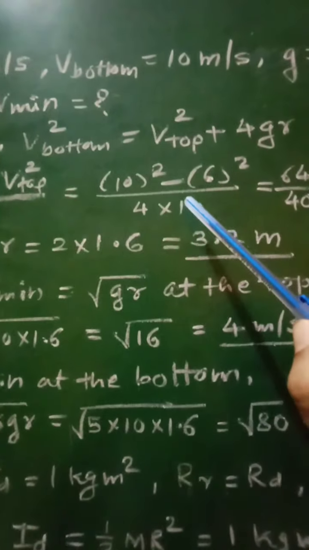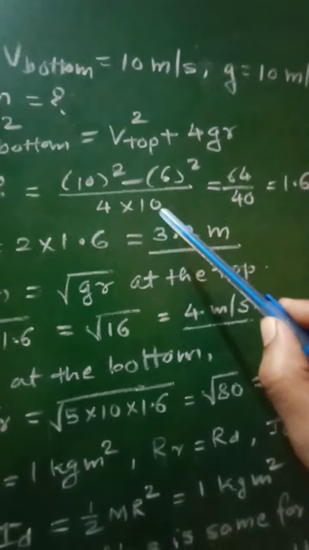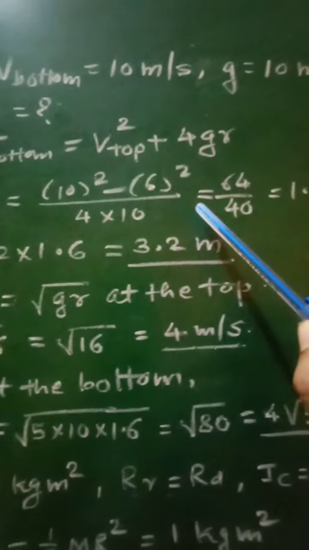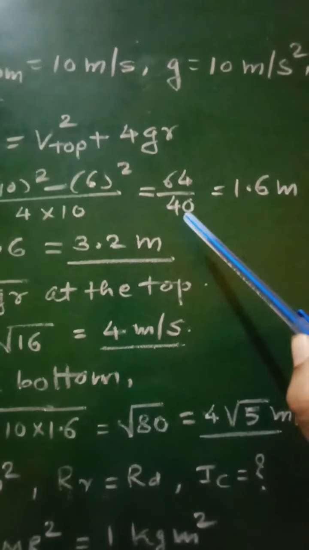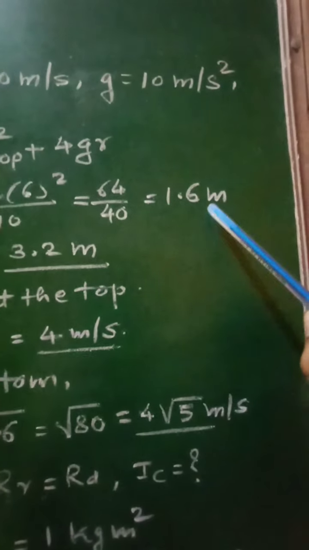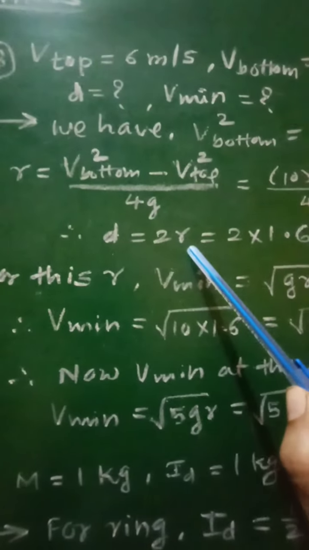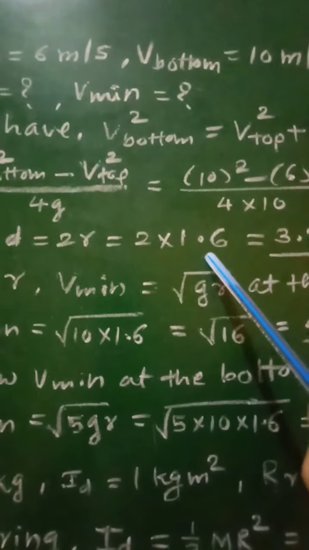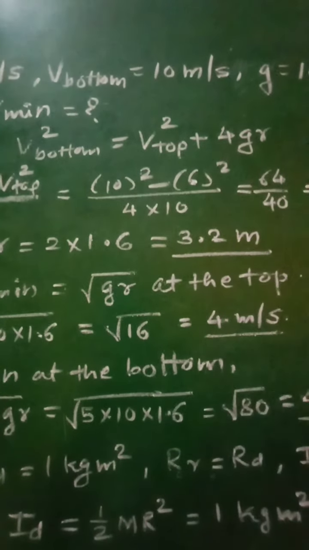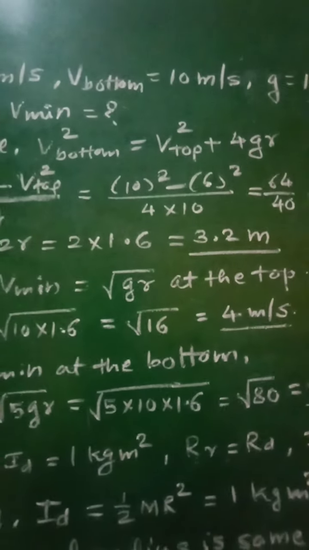Putting the values, we get 10 square minus 6 square upon 4 into 10, which will be equal to 64 upon 40, which comes out to be 1.6 meter. And therefore the diameter d will be equal to twice of r, that is 2 into 1.6, which comes out to be 3.2 meter. So the diameter of that sphere of death is 3.2 meter.